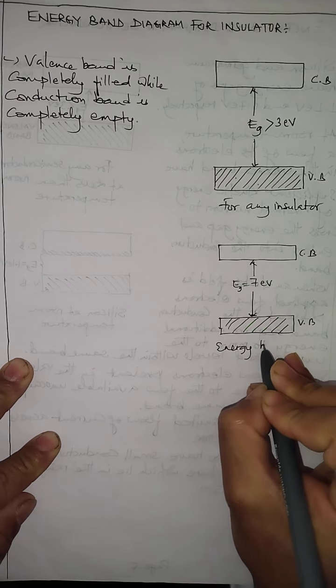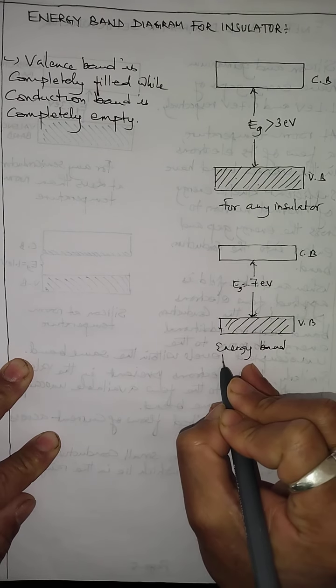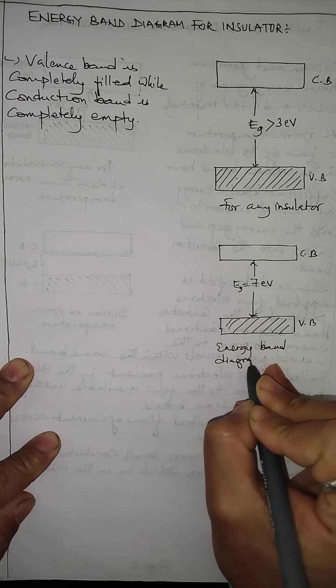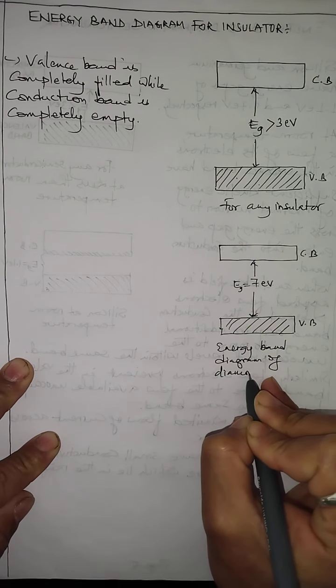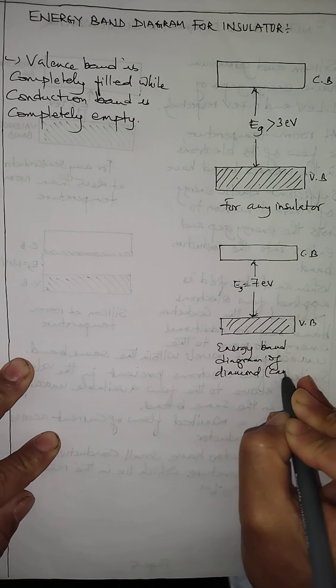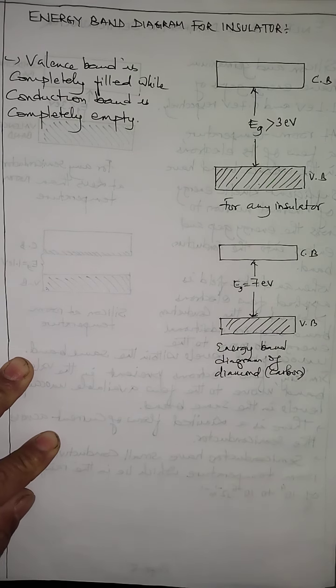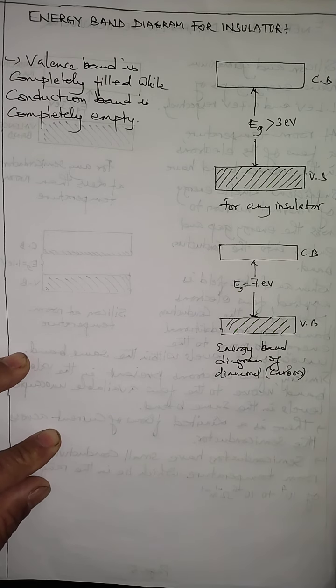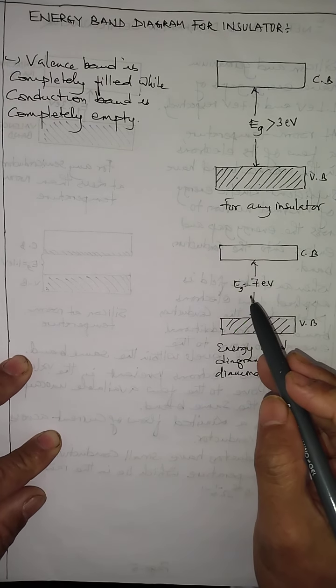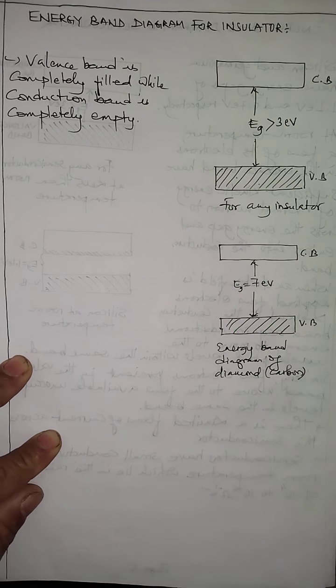This is the energy band diagram of what? Diamond. And diamond is a substance made up of carbon. So the energy gap of diamond as an insulator is very large, almost 7 electron volt. That's why diamond is one of the hardest substances and does not conduct electricity at all.